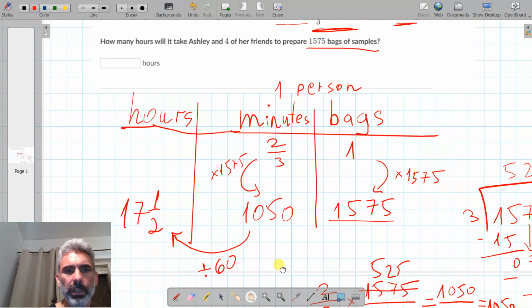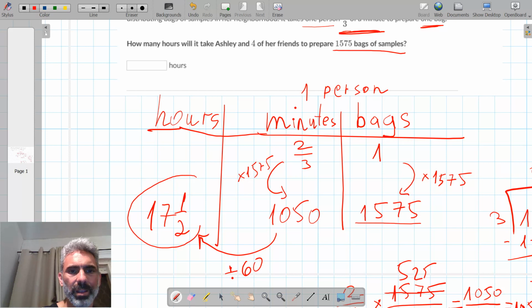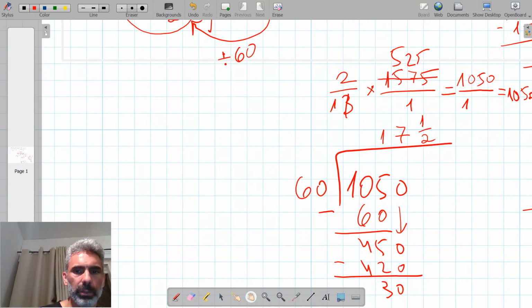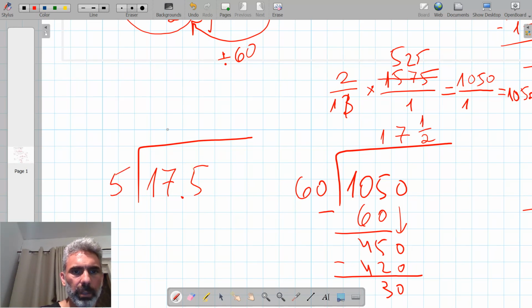And now I need to divide this number by 5, because we have 5 persons. We have Ashley and 4 of her friends making this amount of bags. So I need to divide 17.5 divided by 5. 5 goes into 17 3 times. 3 times 5 is 15. Subtract, I have 2 remainder. 5 doesn't go into 2. So I put the decimal point here.